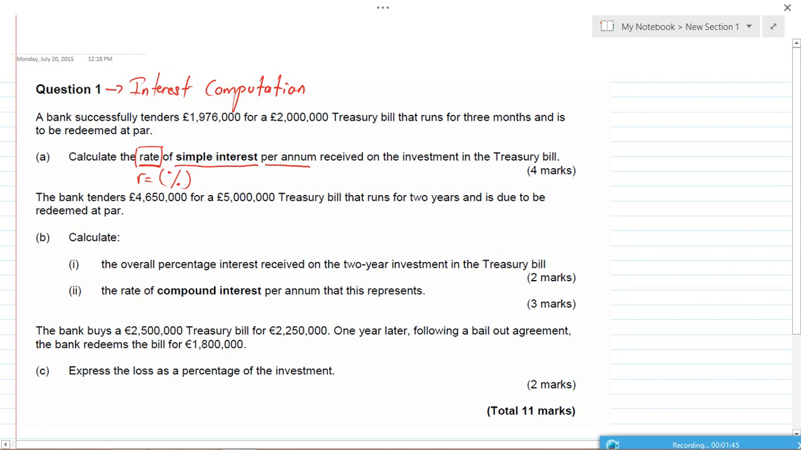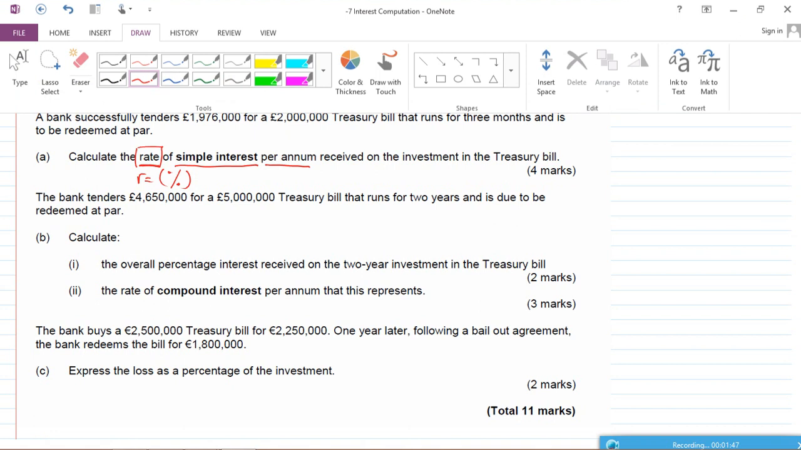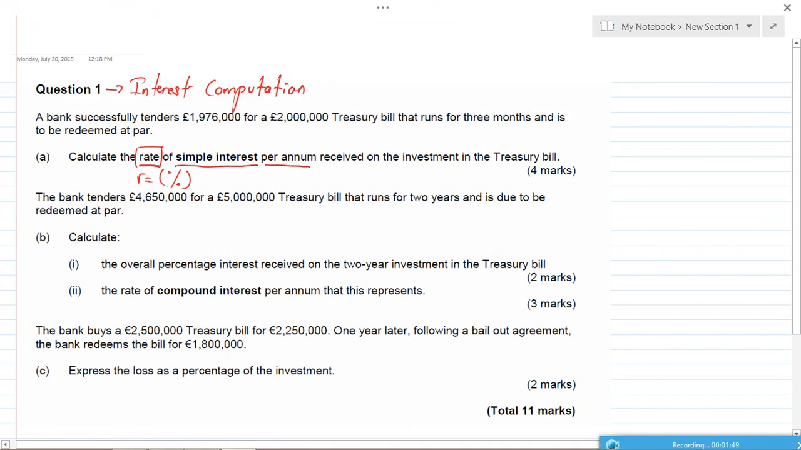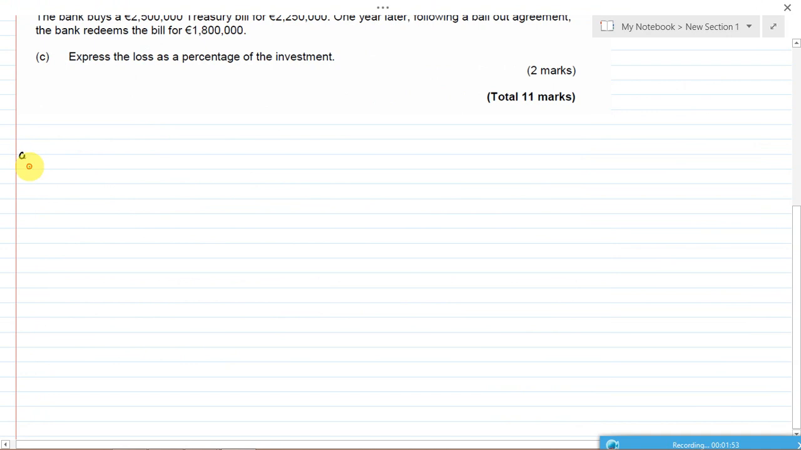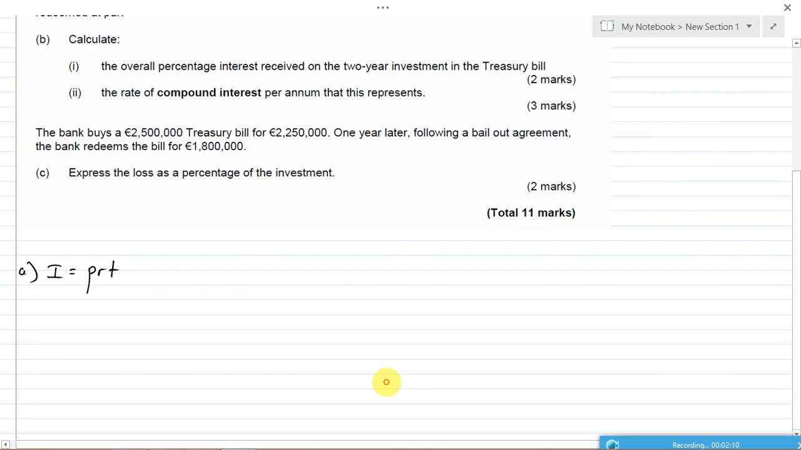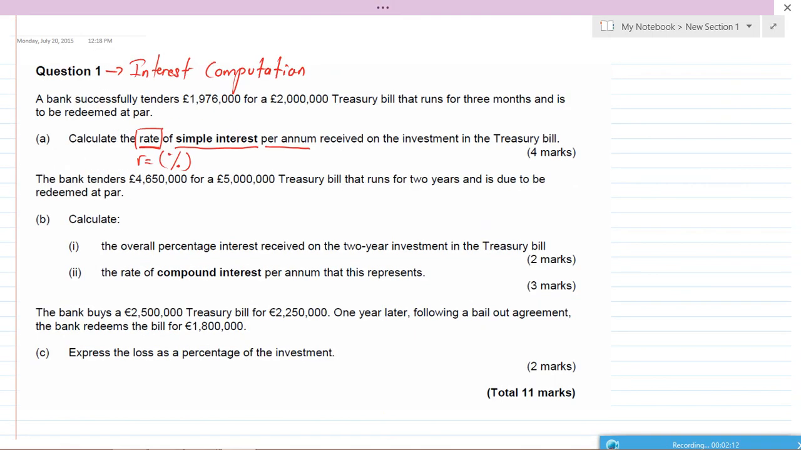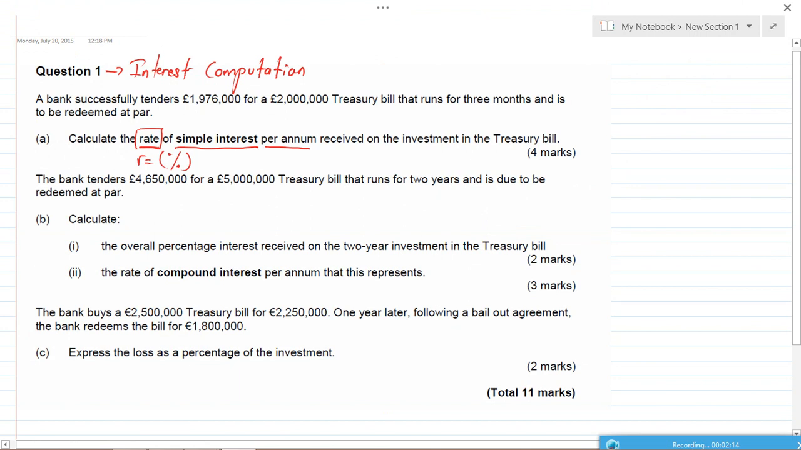And using what formula? The simple interest formula. So without looking at anything further, straight away on your part A, please put in the formula first. The simple interest is I equals PRT. That's it. Put the formula in first, and you already get 1 mark for the formula. Then go into the story.